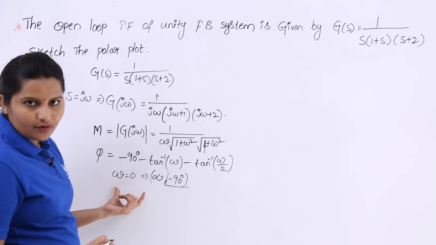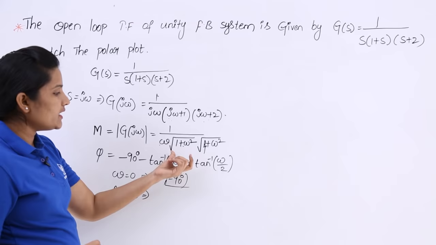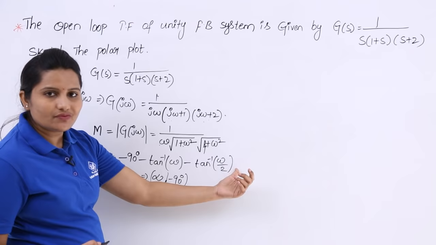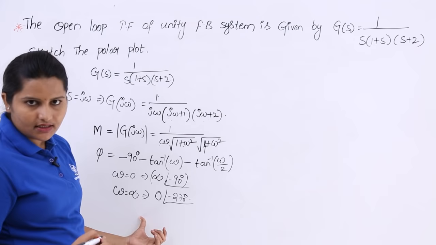Now, omega equal to infinity. If omega is equal to infinity, then the magnitude is 1 by infinity, which means 0. Coming to phase, minus 90 minus tan inverse infinity minus tan inverse infinity. Tan inverse infinity means 90, so minus 90 minus 90 minus 90 gives minus 270 degrees. Coming to the plot.